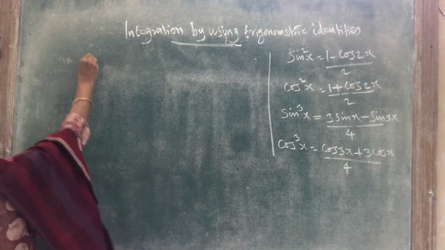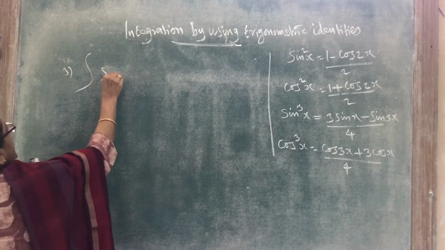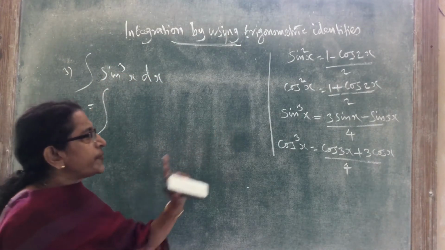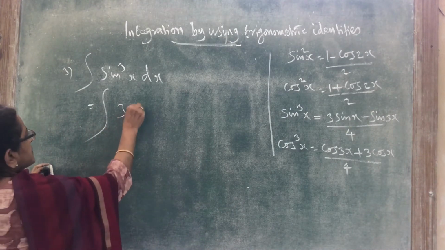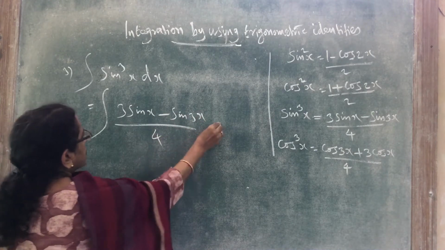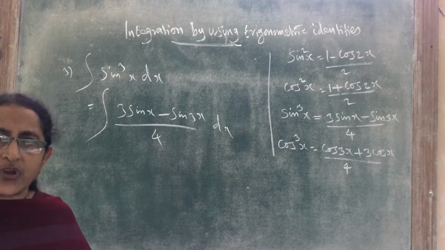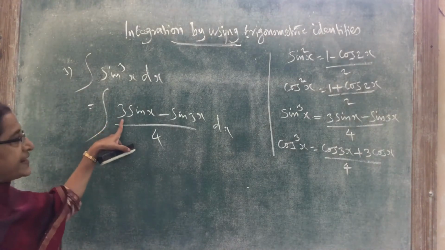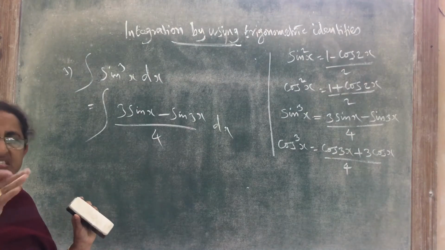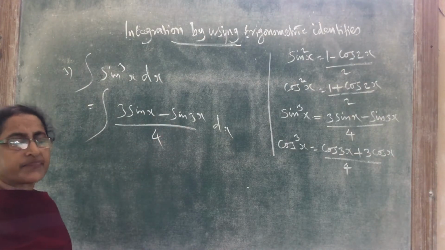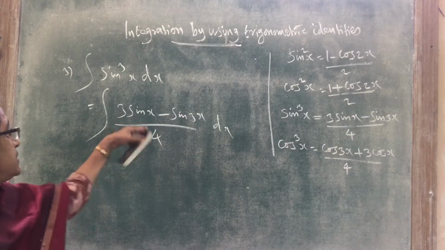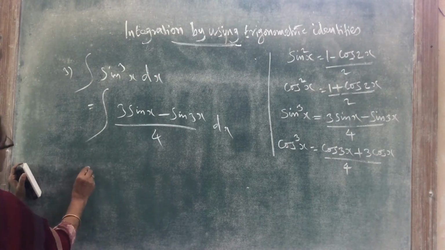Now the integral of sin cube x dx equals, apply the formula. What is sin cube x? (3 sin x minus sin 3x) whole divided by 4 dx. First apply the formula. Now one should always not do all the answer in one step. First take 1 by 4 common, then only do the integration. Otherwise that will become wrong.